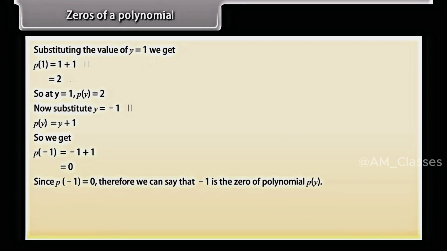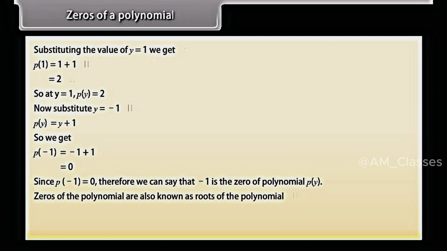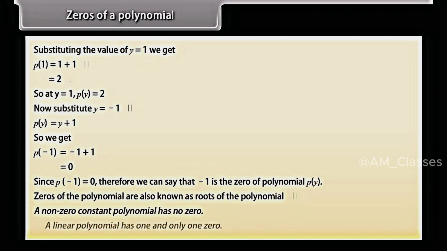Since p(minus 1) is equal to 0, therefore we can say that minus 1 is the zero of polynomial p(y). Zeros of the polynomial are also known as roots of the polynomial. A non-zero constant polynomial has no zero. A linear polynomial has one and only one zero.